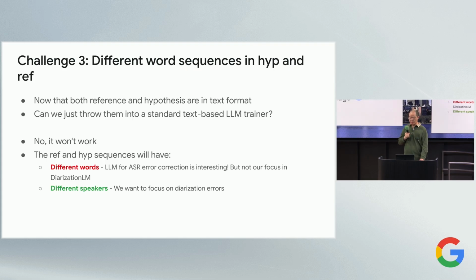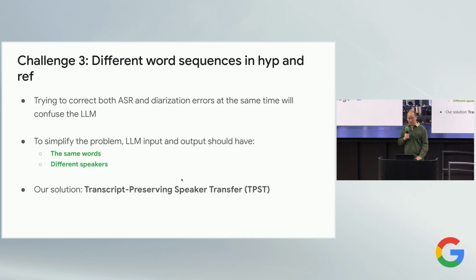Does that mean we can just throw them into the LLM trainer and get what we want? Unfortunately, that will not just work, because if you look at the reference and hypothesis sequences, they have both different words and different speakers. Different words, because of course the ASR system is not perfect, so you cannot expect the ASR words to be the same as the reference words. So the problem, if you just throw them into the LLM, is that you are asking the LLM to solve two problems at the same time. You want it to correct ASR, and you want it to correct diarization. This will cause a lot of confusion for the LLM. If you use a medium-sized or small LLM, and you don't have that much data, this just won't work. So we have to simplify the problem for the LLM. The way we do it is that we guarantee the words are always the same, and only the speakers are different.